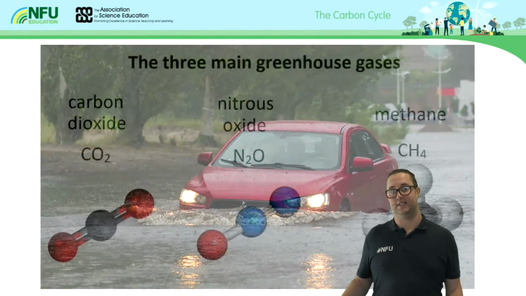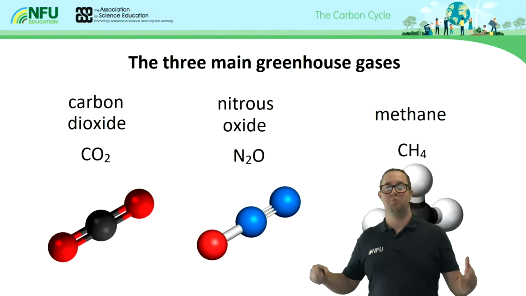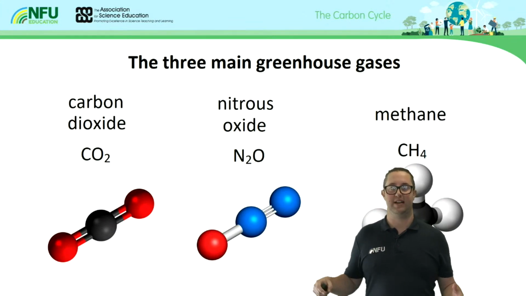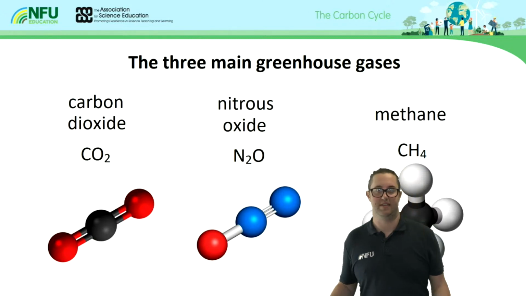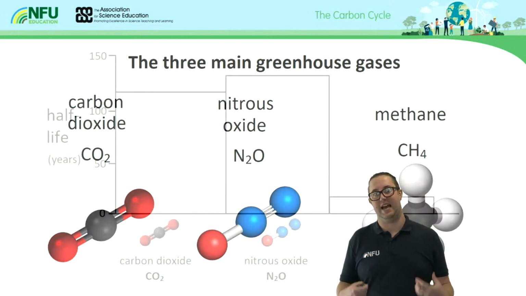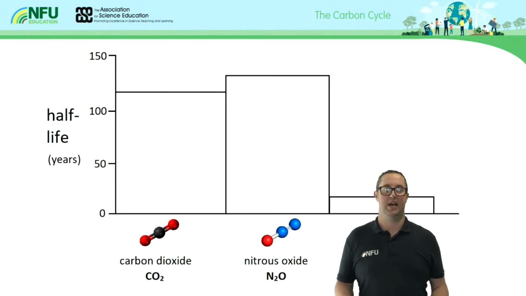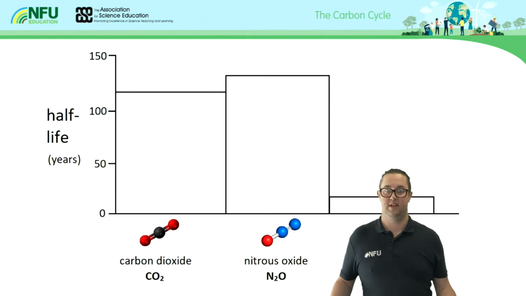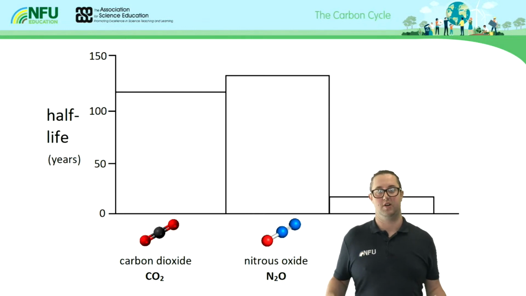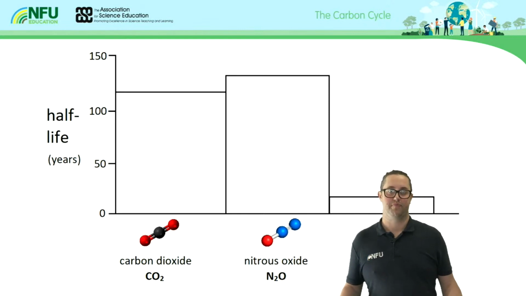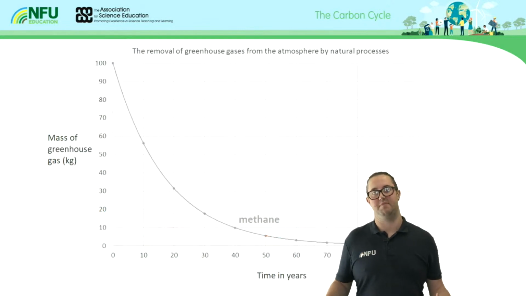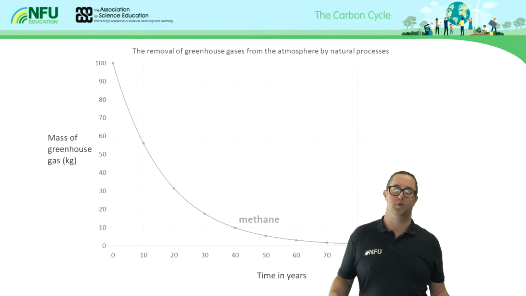Greenhouse gases, or gases that cause global warming and climate change, well, there are three of those. The three main greenhouse gases are carbon dioxide, nitrous oxide, and methane. Once these gases are in the atmosphere, it can take a long time for them to be removed by natural processes. The time needed to remove half the gas from the atmosphere is called its half-life. You can see from the bar chart that carbon dioxide and nitrous oxide have a long half-life compared with methane. You can see from this graph that the amount of methane in the atmosphere actually reduces quite quickly.